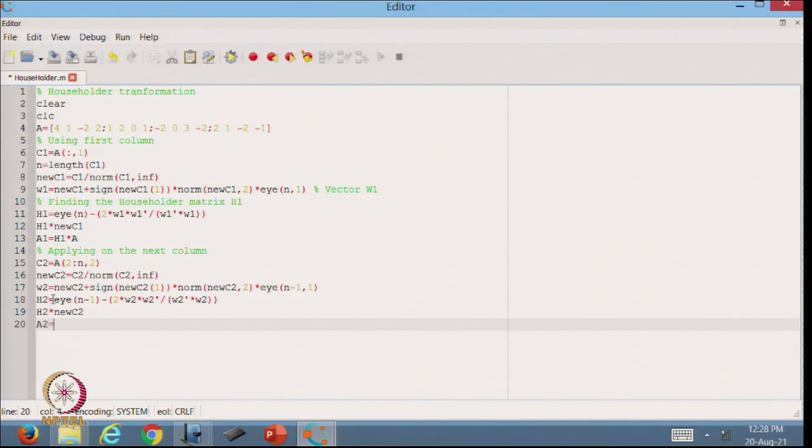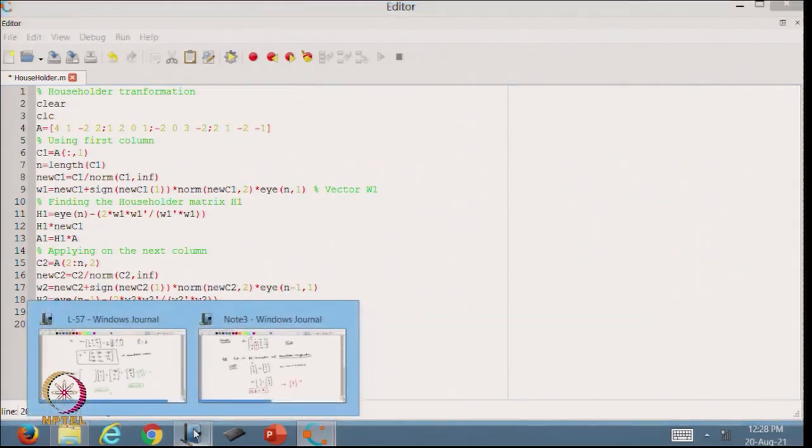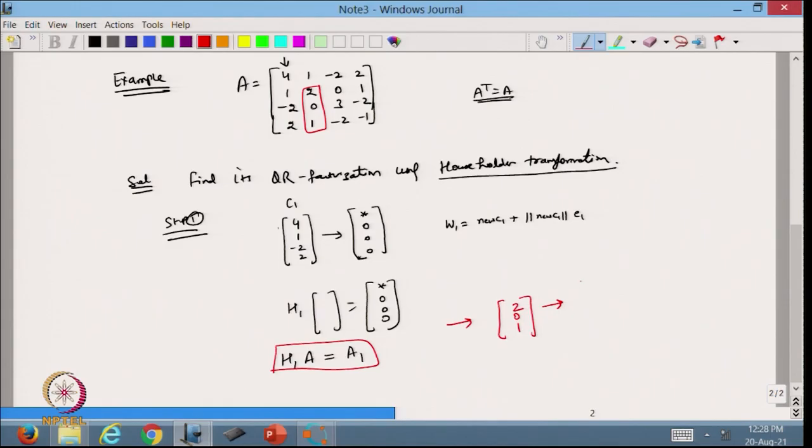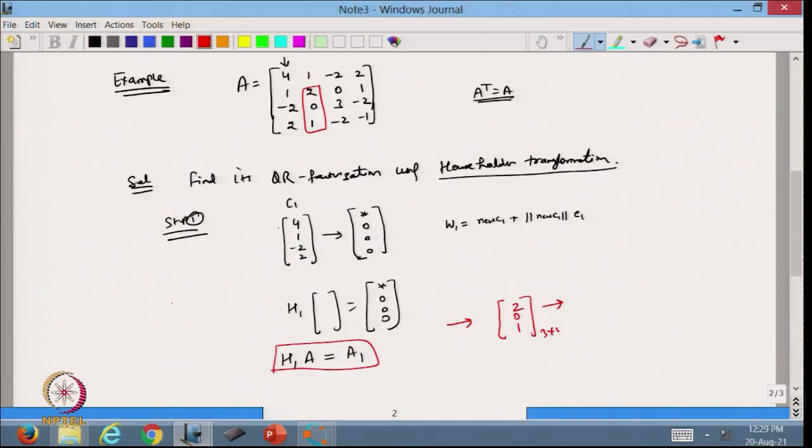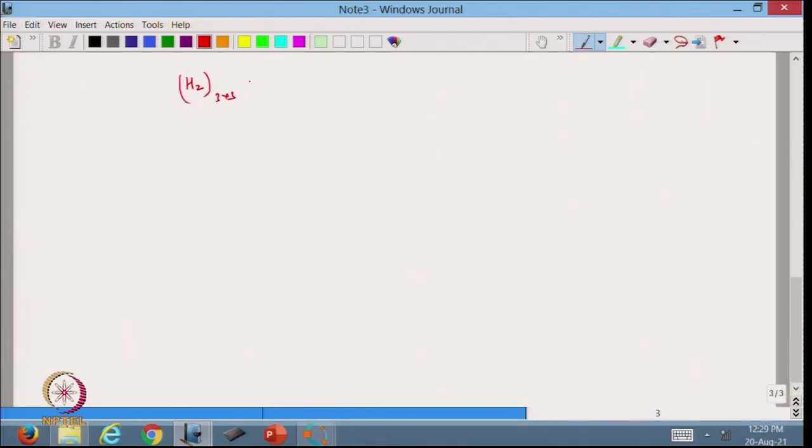So, A2 will be, now see what is going to happen. These things we have to keep in mind. Now, this is a 3 cross 1. So, in this case what I am going to do is, from here I define my H2. So, H2 will be 3 cross 3, H1 is 4 cross 4, but now it is a 3 vector, 3 cross 1. So, H2 is my 3 cross 3, I can just call it this one. Now, I can choose my H2 as 1, 0, 0, H2. So, then now it is 4 cross 4, and what I am going to do is, now I will take H2 over A1 and I am going to get A2.